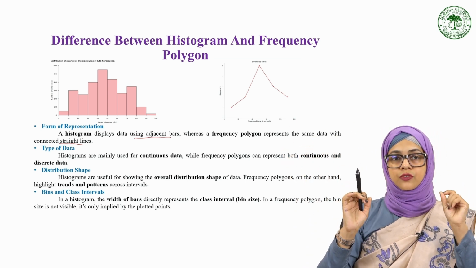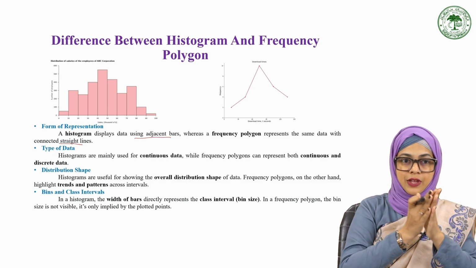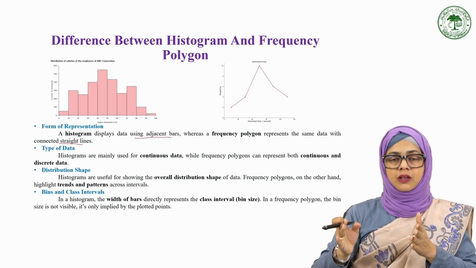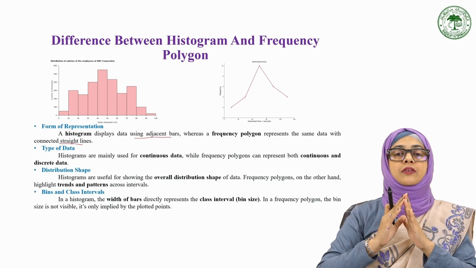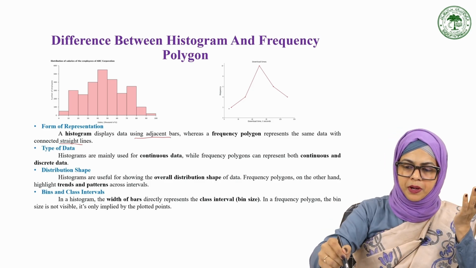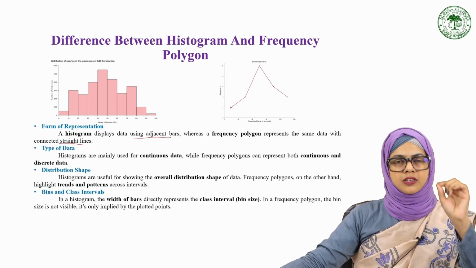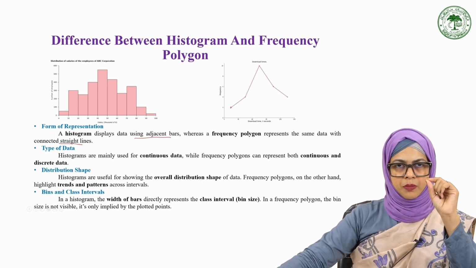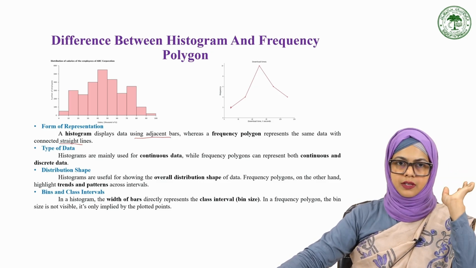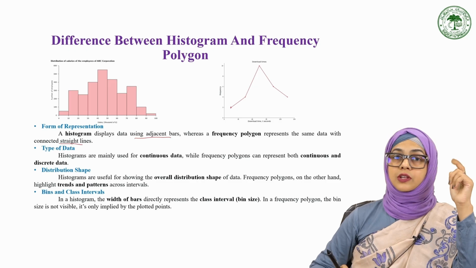And of course, in a histogram, you can see the width of the bars, but here the class interval is not at all visible. It's only the midpoints that are visible. You don't know the width of the class interval. So it is plotted only in the form of points, the midpoints, and it is connected through line segments. Okay. Now let's move forward.